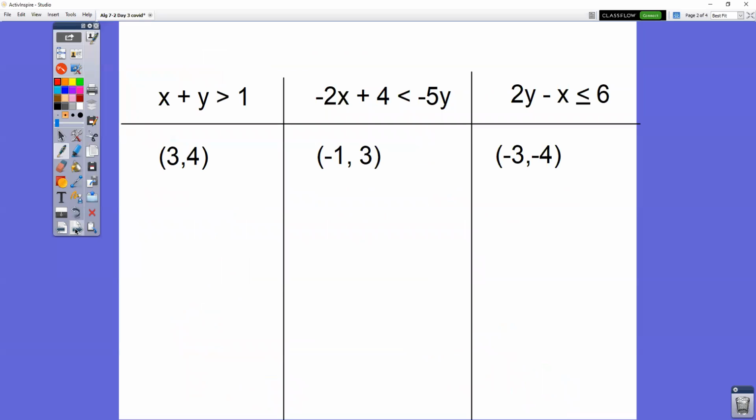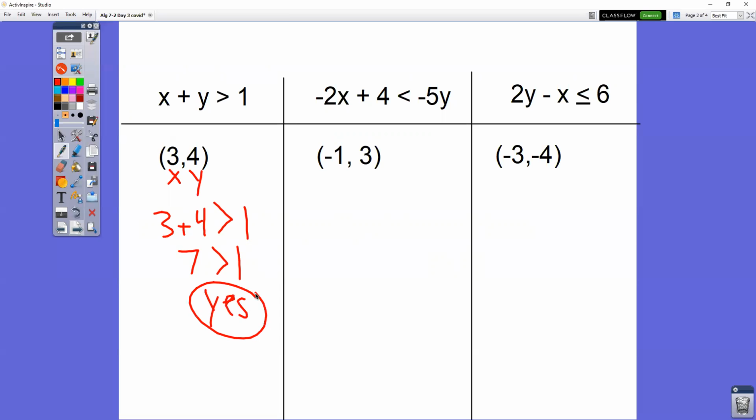This is one type of question for today. This next one says x plus y is greater than 1. So we're subbing in 3, 4. 3 is your x, 4 is your y. So instead of x plus y, I have 3 plus 4 is greater than 1. Well, 3 plus 4 is 7. Is 7 greater than 1? Yes, it is. So you're going to write the word yes. And again, what that means is if we graphed this inequality, this point would be in the shaded area.